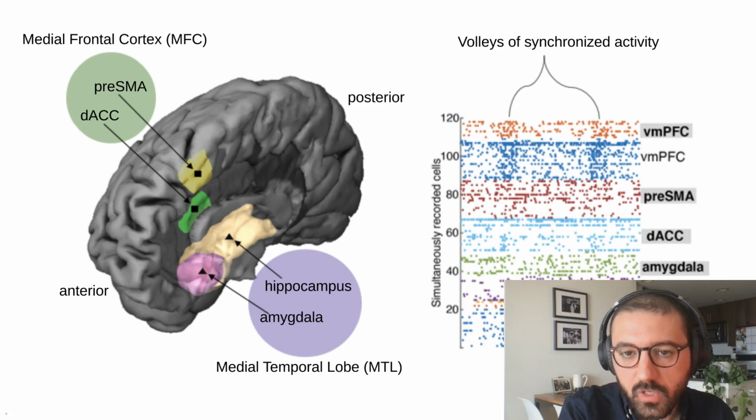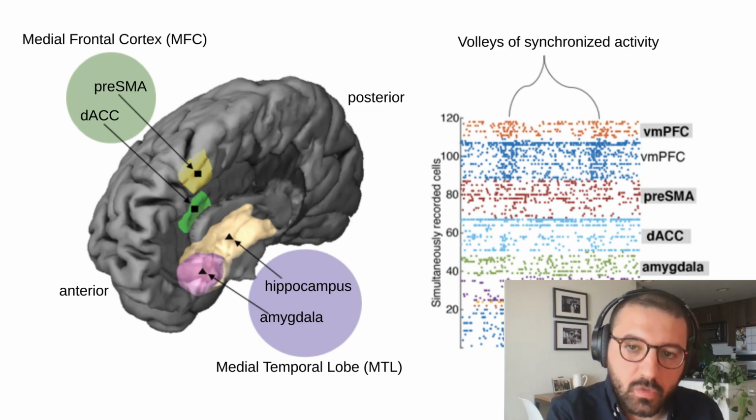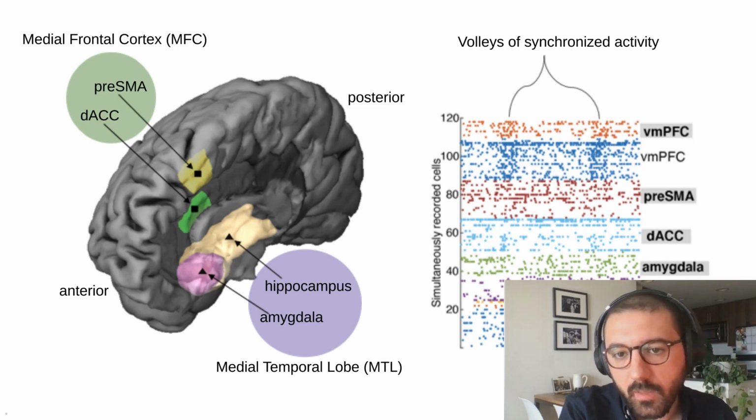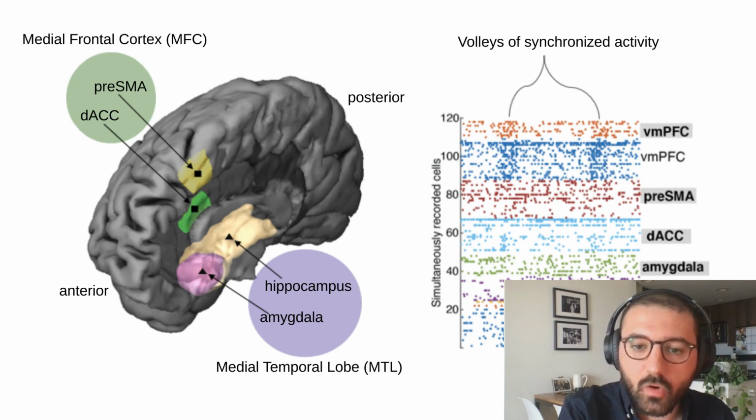And what you might be able to appreciate is that in response to these different images, as we're showing them to the subject, there are these volleys of synchronized activity throughout the brain. On the right, I've highlighted the areas from which these cells are recorded. And in addition, note that some of these areas have a gray background and some don't. This indicates that they're recorded from the left or the right hemisphere.